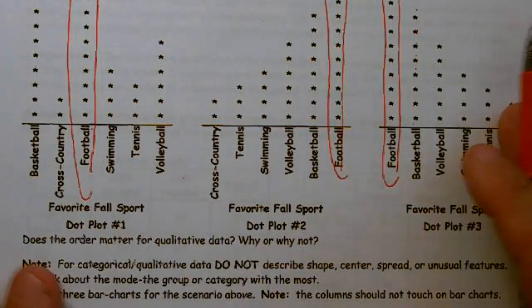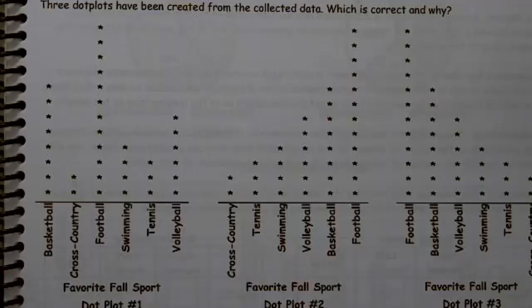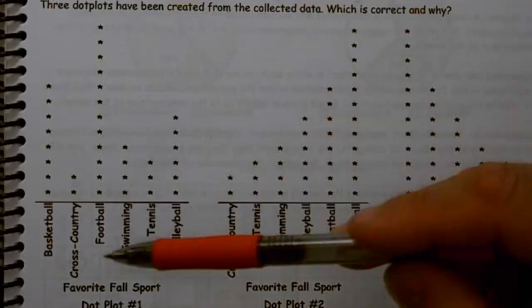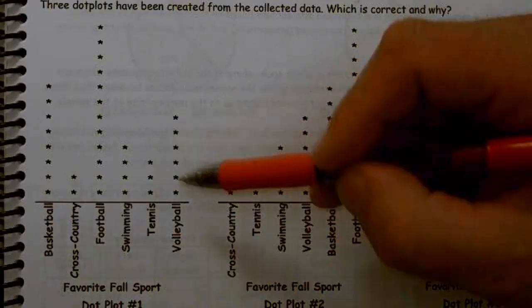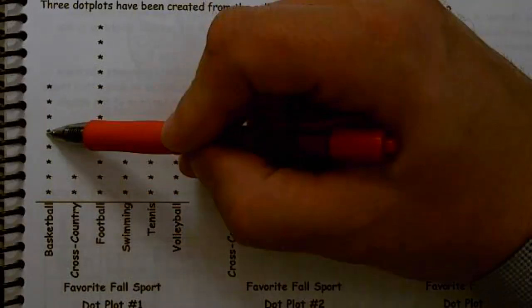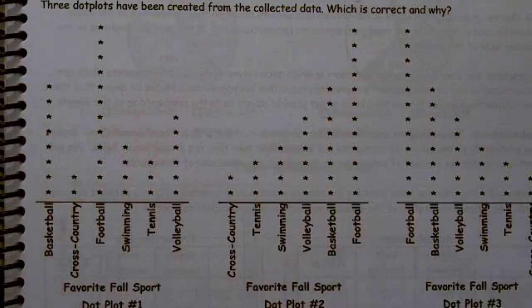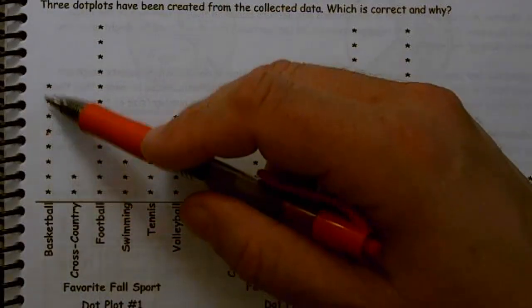All right. The next thing it asks us to do, and I'm going to pause this for just a second, at least I'm going to try to. I should talk about a dot plot very quickly. Basically, at the bottom I have the categories, and then I have the number of times they occurred. Truthfully, this should have been labeled frequency, the number of times something occurred. So in this case, we said that basketball occurred 8 times.